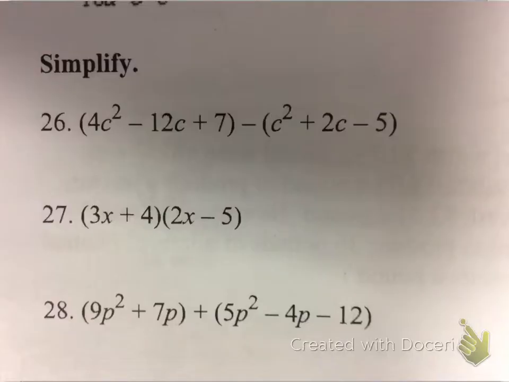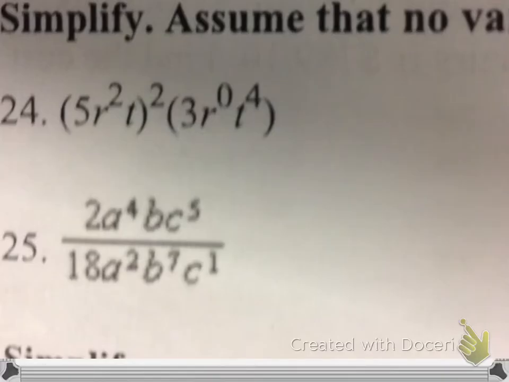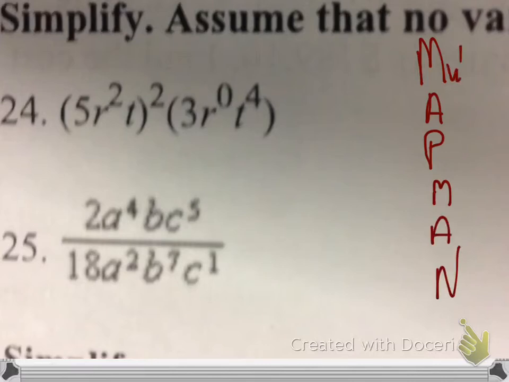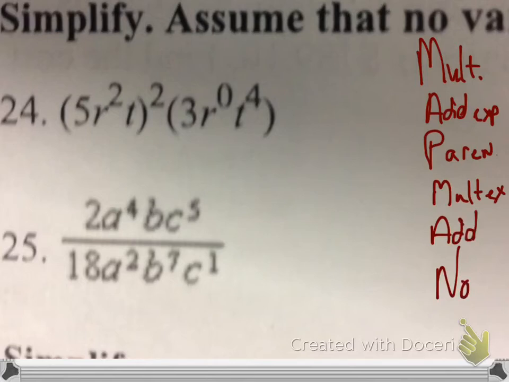Okay, so what we have here is a problem where we have to use MapMan. And again, MapMan means that when you multiply, you add the exponents. When you have parentheses, you multiply the exponents, and then when you add, you do nothing with the exponents.